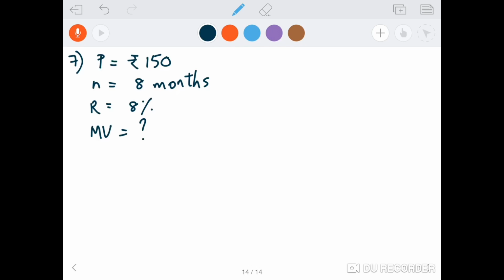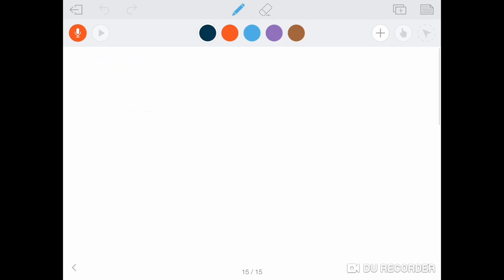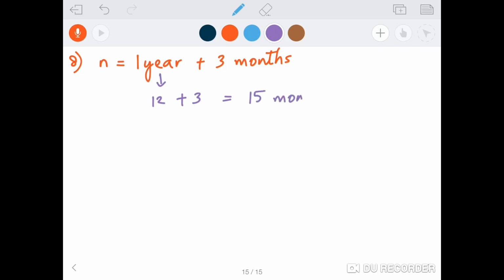Alright, let's move into the next question, which is your 8th question. Now your 8th question is also very simple. He's given you all the information that is required, and you're supposed to just calculate whatever they've asked for. Now in this question, he's told us that you're investing for 1 year and 3 months. So 1 year adds up to 12 months plus another 3 months will give you a total of 15 months.